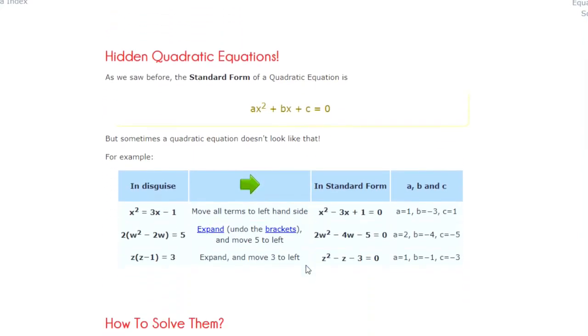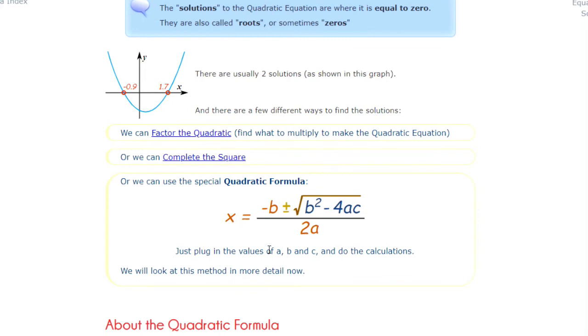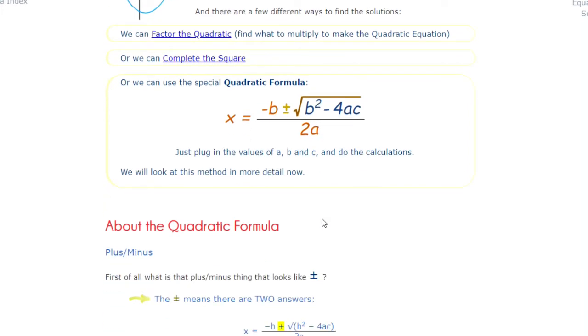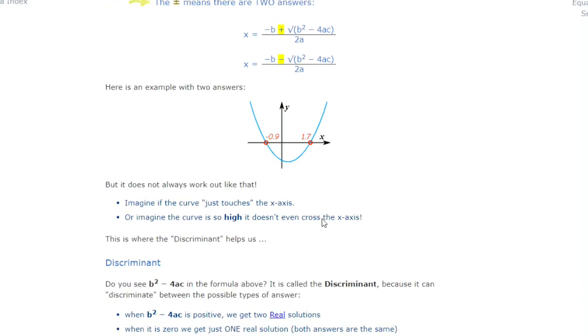Now how do we solve the quadratic equation? For solving a quadratic equation we have this formula: x is equal to minus b plus minus under root b square minus 4ac upon 2a. In this equation, b square minus 4ac is very important. It is known as the discriminant.